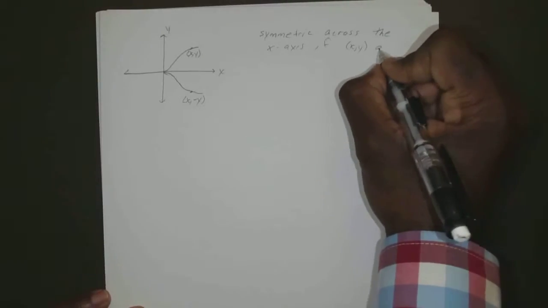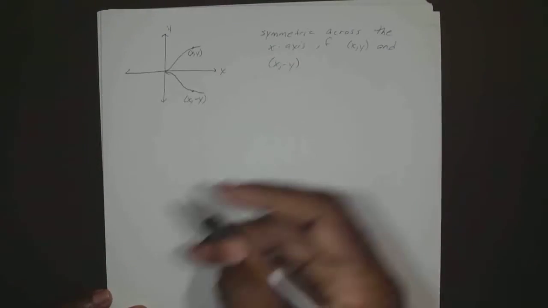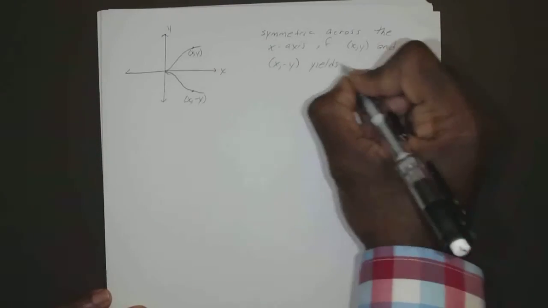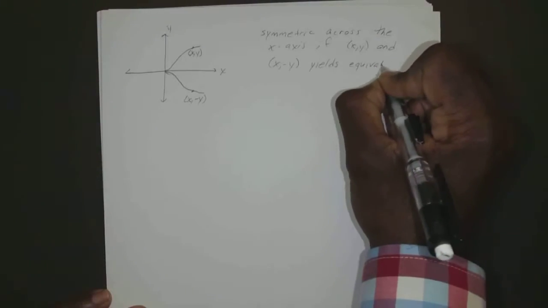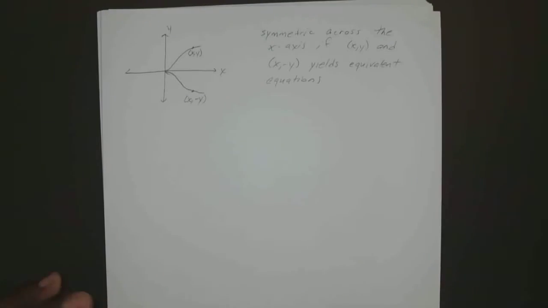If x, y and x, negative y yield equivalent equations. In other words, you replace every y with negative y, and you end up with the exact same, well, you can't even call it a function, exact same equation, then you know it's symmetric across the x-axis. Okay. Like I said, it wouldn't be a function because it fails the vertical line test, but general idea.